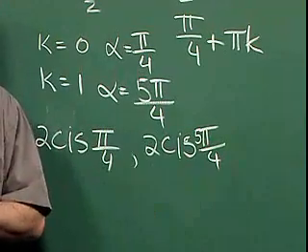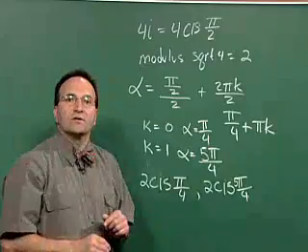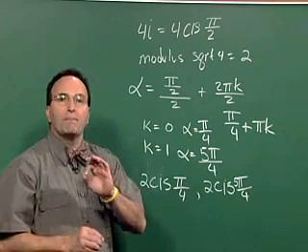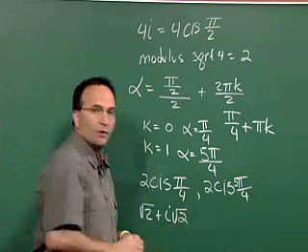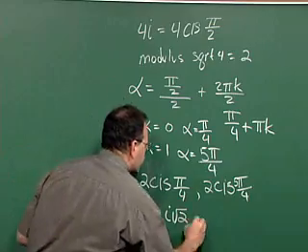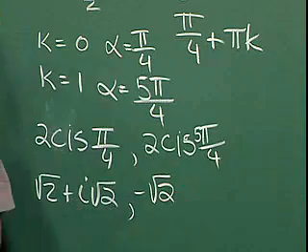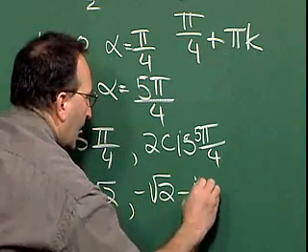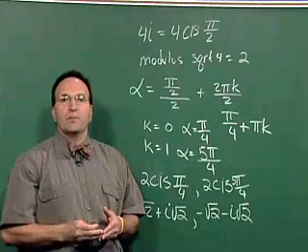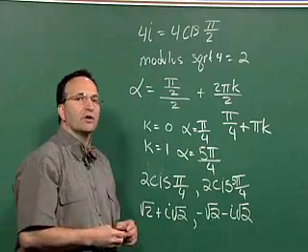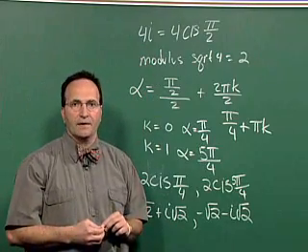But what about the rectangular form for those? Well, the rectangular form would be the square root of 2 plus i square root of 2, and we would have negative the square root of 2 minus i square root of 2. So there we have both the polar and rectangular roots for the square root of 4i.